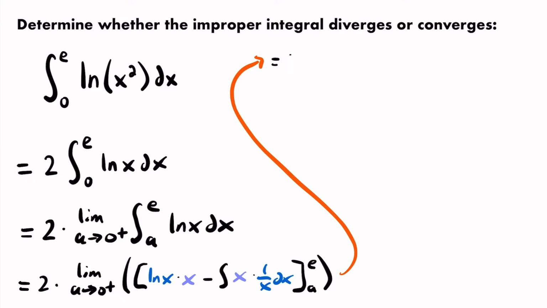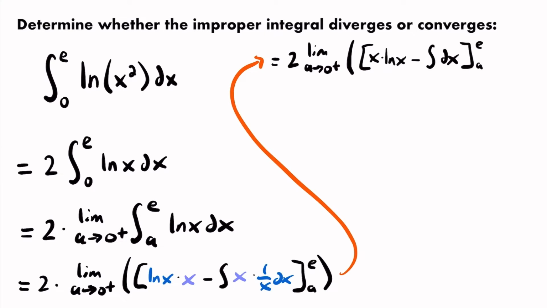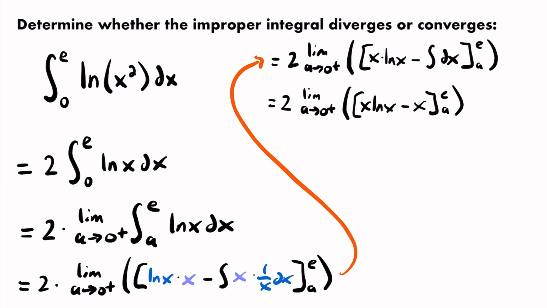This will be equal to 2 times the limit as a approaches 0 from the right of x times the natural log of x minus the integral of dx, and we are evaluating from a to e. Okay, now the integral of dx is just x, so now we'll have that this is equal to 2 times the limit as a approaches 0 from the right of x times the natural log of x minus x, and then we are evaluating from a to e. Now we can evaluate this expression at e and subtract the evaluation of this expression at a.